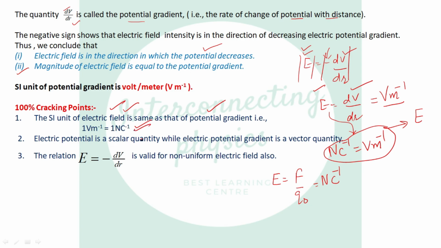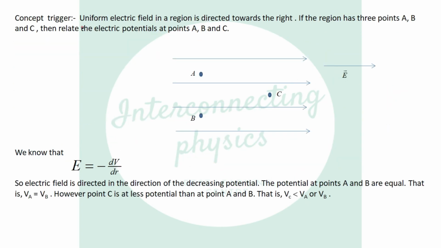Now electric potential is a scalar quantity, but potential gradient is a vector quantity. And E equal to minus dV upon dr is also valid for non-uniform electric fields. Next, let us clear this concept: E equal to minus dV upon dr means the electric field will be along the direction of decreasing potential.